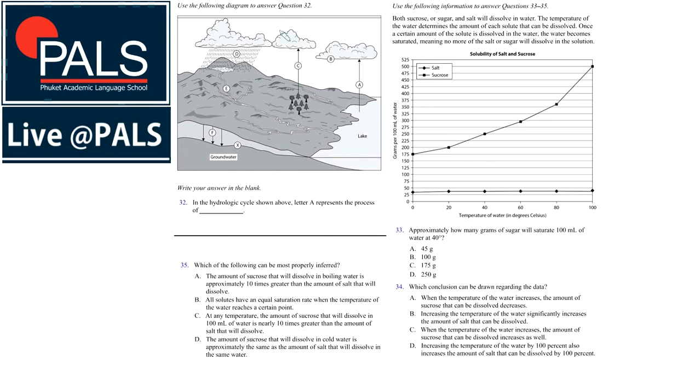Okay, for 32 we have a diagram of the water cycle and several letters that show different processes in the water cycle. In the hydrologic cycle shown above, letter A represents the process of, where is A? So we have A here, and we can see that water from the lake goes into the atmosphere and eventually forms clouds. So the process of water going into the air, becoming a gas, is evaporation.